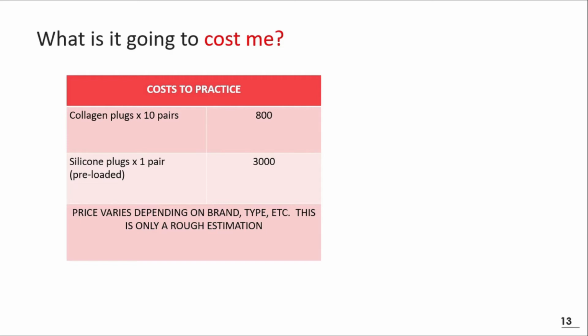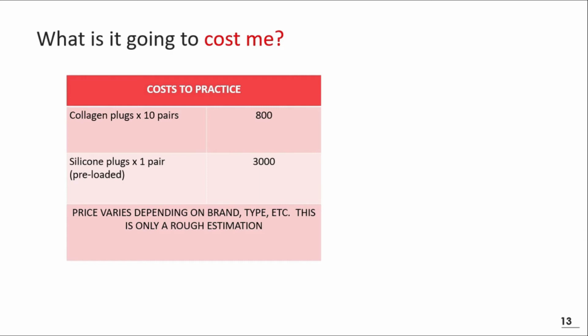Okay, so in terms of punctal plugs, you get collagen plugs and you get silicone plugs. Collagen are temporary plugs and silicones are more long-term plugs. So collagen comes in packs of 10 and you're going to look at about 800 Rand to practice for 10 pairs of collagen plugs. With silicone plugs, they're going to be more expensive. They're about 3,000 Rand per pair.